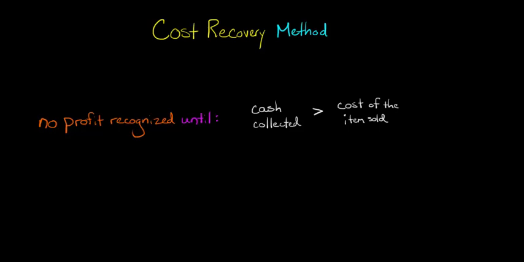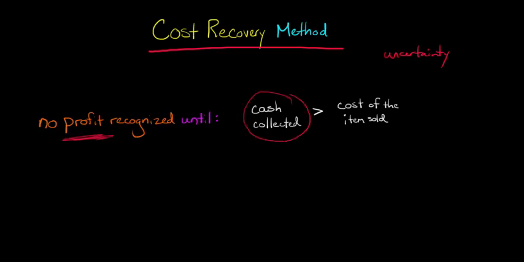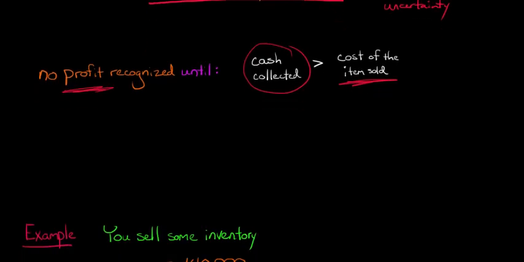In this video, we're going to talk about the cost recovery method, which is a means of recognizing revenue when there's considerable uncertainty, similar to what we talked about with the installment sales method, but we're just going to calculate things a little bit different. With the cost recovery method, we're not going to recognize any profit until the amount of cash that we've collected exceeds the cost of the item that we sold. So if it cost us $10 for that piece of inventory, we're not going to recognize any profit until we've collected at least $10. So let's jump into an example.